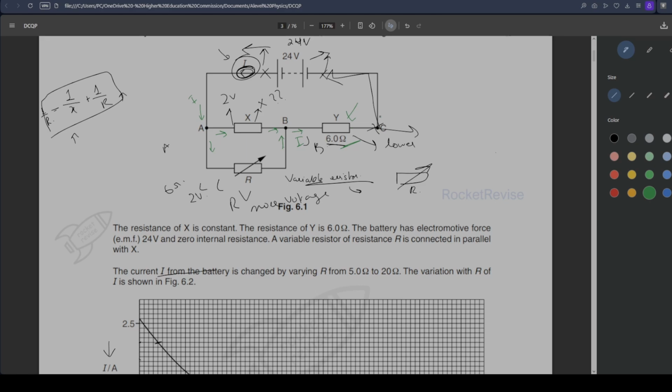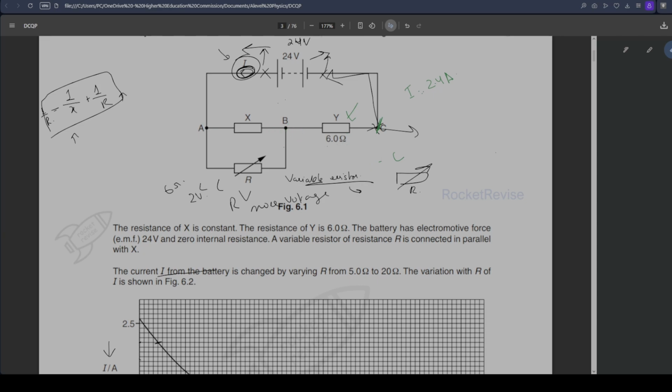So what we know is that the total current I is 2.4 amps, and we know the resistor Y, so we can find out the terminal voltage across this B and C. And to get the terminal voltage across A and B, we can just subtract the terminal voltage across B and C, because that's what Kirchhoff's second law was, that EMF is equal to the sum of voltage drops in a closed loop. So let me just draw a closed loop in the circuit.